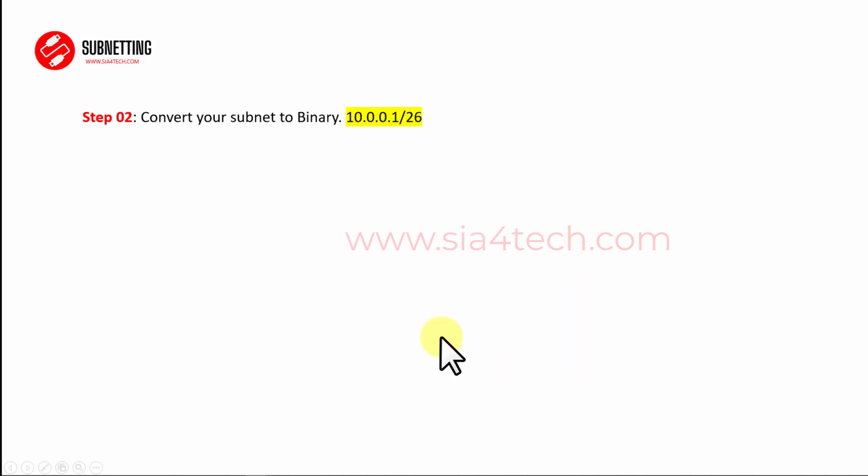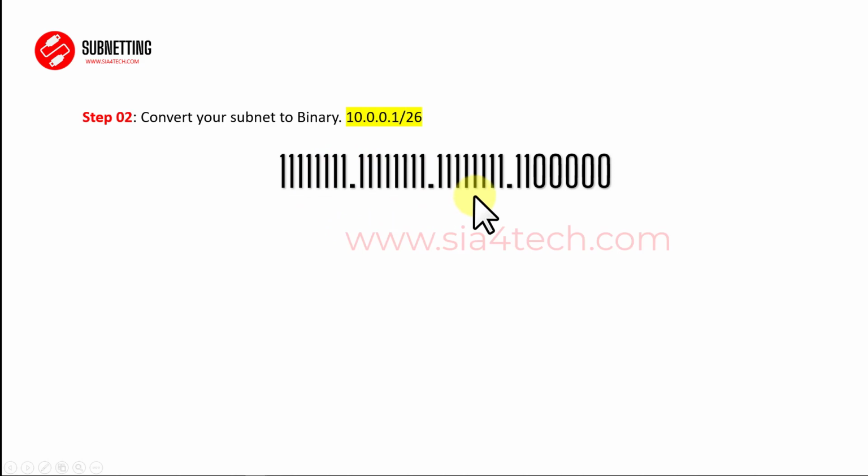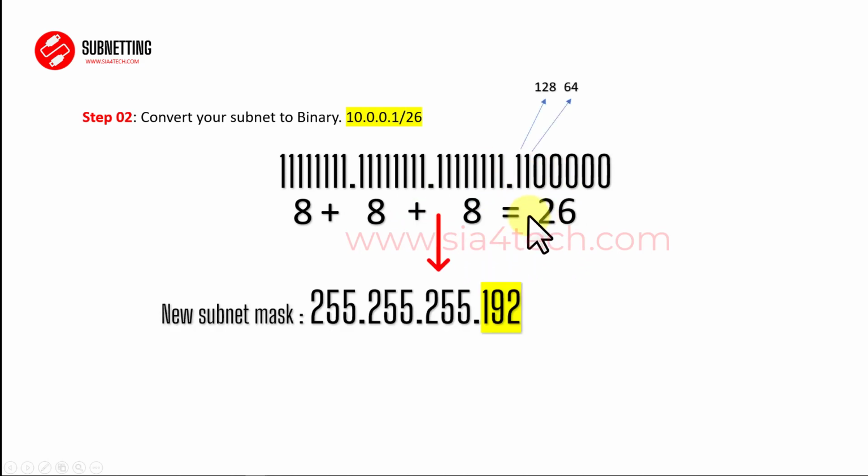Now the second step is converting your new subnet mask to binary. As you know, each subnet mask consists of 4 octets, and because we have 26 bits on, this is 8, 8, 8, 24, and the 2 becomes 26. Now we have to convert this binary to decimal. Because we have 128 plus 64, we get 192. So the new subnet mask is 255.255.255.192.